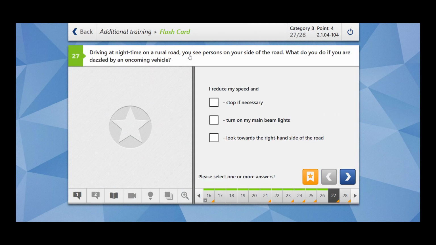Driving at nighttime on a rural road, you see persons on your side of the road. What do you do if you are dazzled by an oncoming vehicle? So if you are dazzled by an oncoming vehicle, you have to do two things. First is, I reduce my speed and stop if necessary. Yes. Turn on my main beam lights. No. Look towards the right hand edge of the road. So these are the two important things, that you have to reduce your speed and stop if necessary, and you have to start looking towards the right hand side of the road if you are being dazzled by oncoming traffic.